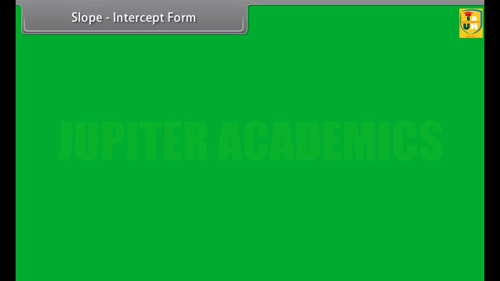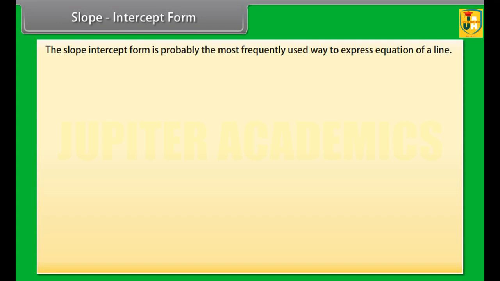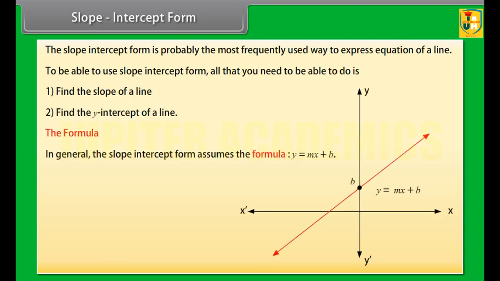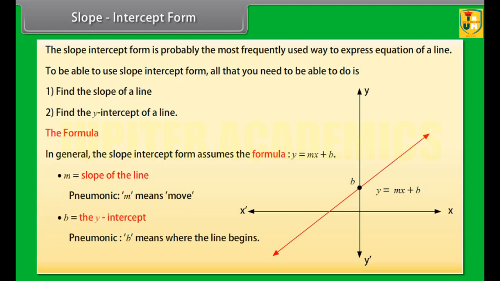Slope-intercept form. The slope-intercept form is probably the most frequently used way to express equation of a line. To use slope-intercept form, all that you need to be able to do is find the slope of a line and find the y-intercept of a line. In general, the slope-intercept form assumes the formula y is equal to mx plus b, where m is the slope of the line and b is the y-intercept.